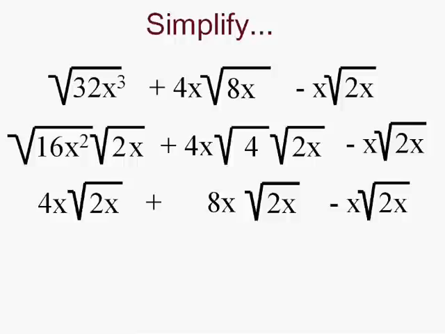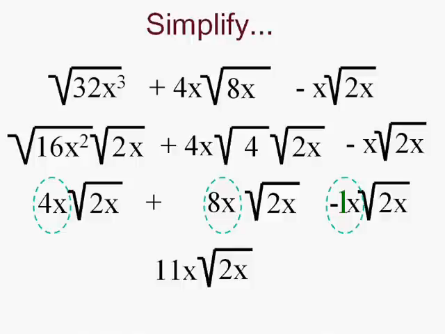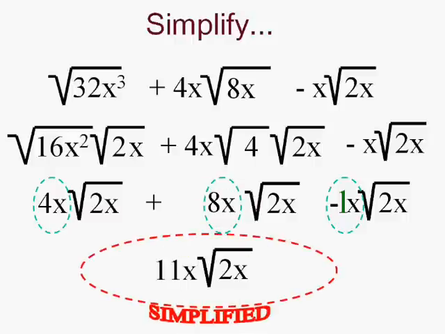Now what do we have here? We have 3 like expressions. Is that your final answer? No, we can combine them. I have 4x radical 2x, 8x radical 2x, and minus 1. 4 and 8 and minus 1 make 11x radical 2x. Now everything had to be the same, but it was in that case. That's about as tough as it'll get.